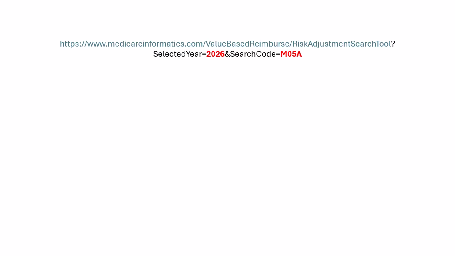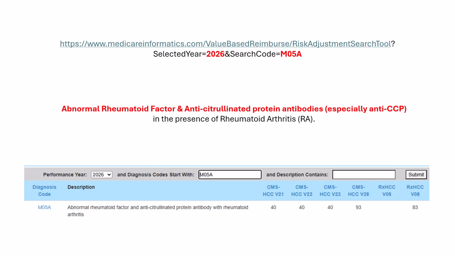The new ICD-10 diagnosis code M05A is available for abnormal rheumatoid factor and anti-citrullinated protein antibodies, especially anti-CCP, in the presence of rheumatoid arthritis, RA. This code is mapped to HCC 93, rheumatoid arthritis and other specified inflammatory rheumatic disorders, in the 2026 CMS-HCC Risk Adjustment Model version 28.